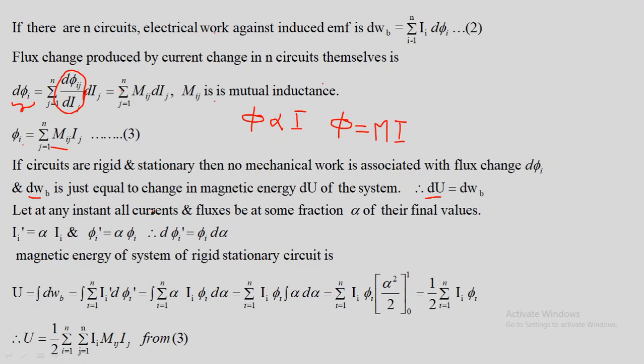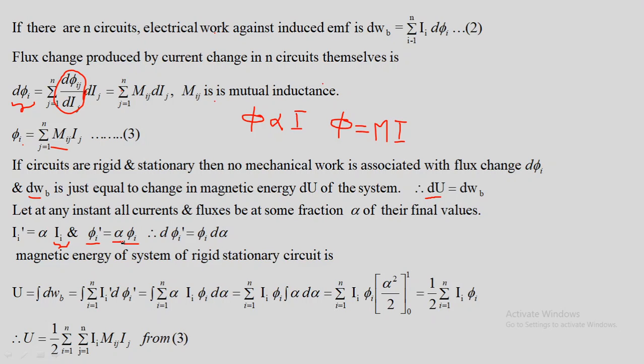Let us state that all currents are at the same fraction alpha of their final value. Let Ii be the final value. In between, Ii dash is alpha times Ii. Then flux phi i dash is alpha times phi i. This alpha is that fraction of the final value. So we write d phi i dash equal to phi i d alpha, where phi i is the final value, a constant.